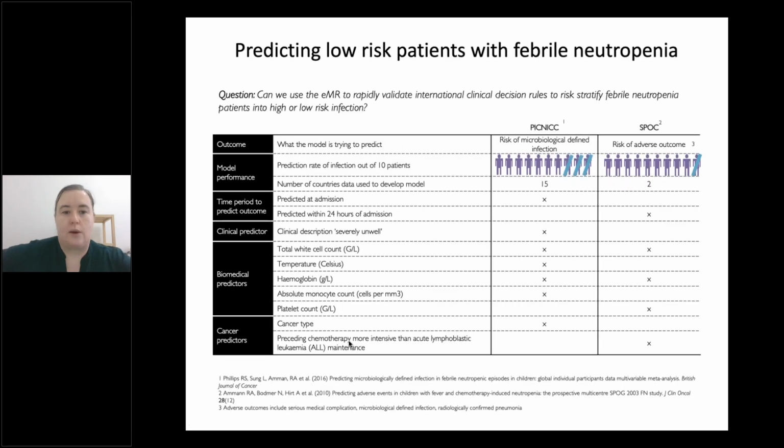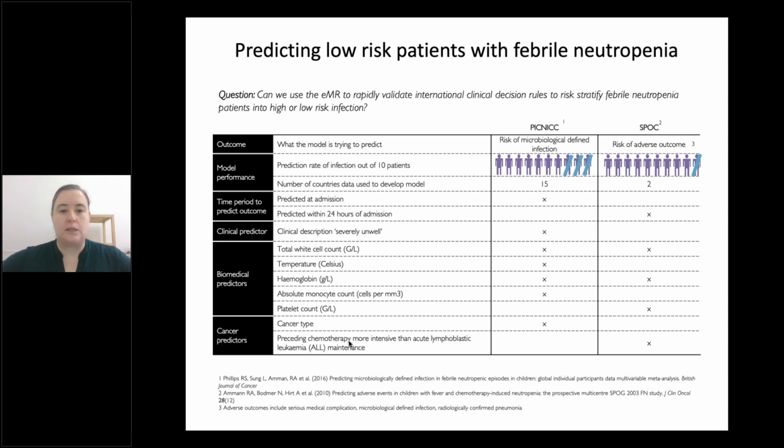So the first one we looked at was the one I discussed before. Can we use the eMR to rapidly validate international clinical decision rules to risk stratify febrile neutropenia patients into high and low risk? There had been a lot of research done in this area already. So what we did was look at two of the main clinical decision rules that had been built and validated, and look at validating that using eMR data rather than a research nurse.